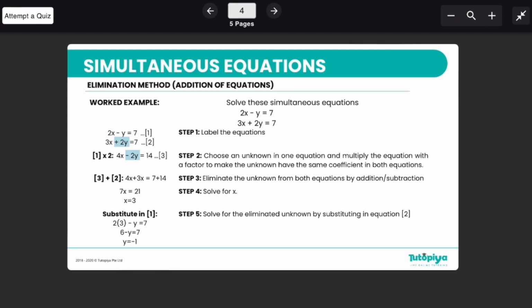Okay, so basically we want to try and make either the numbers in front of the x's the same or the y's the same, right? Now in this case, they're taking the first expression and multiplying it by 2. So when I multiply that by 2, I'm getting 4x negative 2y is equal to 14. Now remember, when you are multiplying by a constant, you have to multiply both sides of the equation, not just the left hand side, right? You have to multiply everything through.